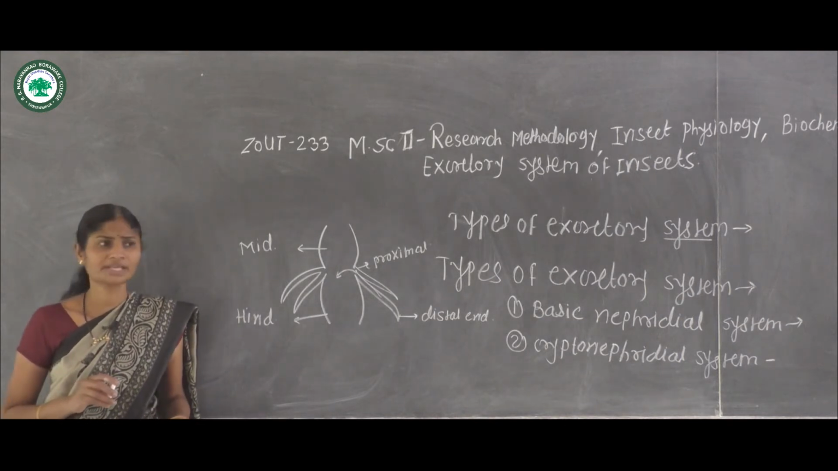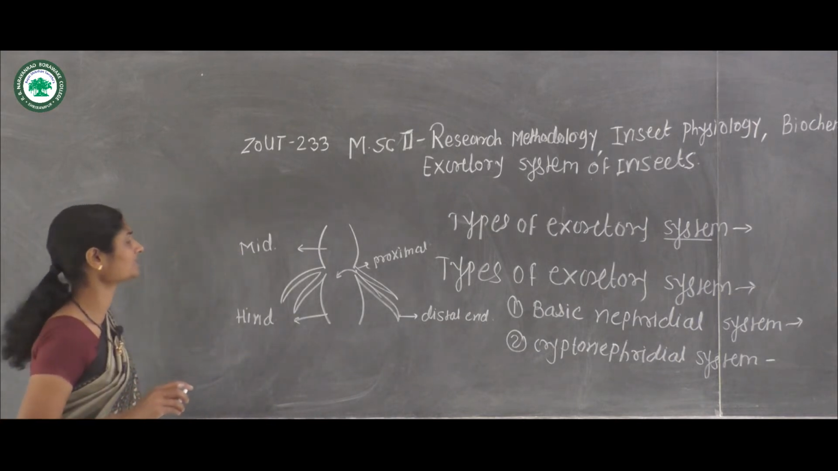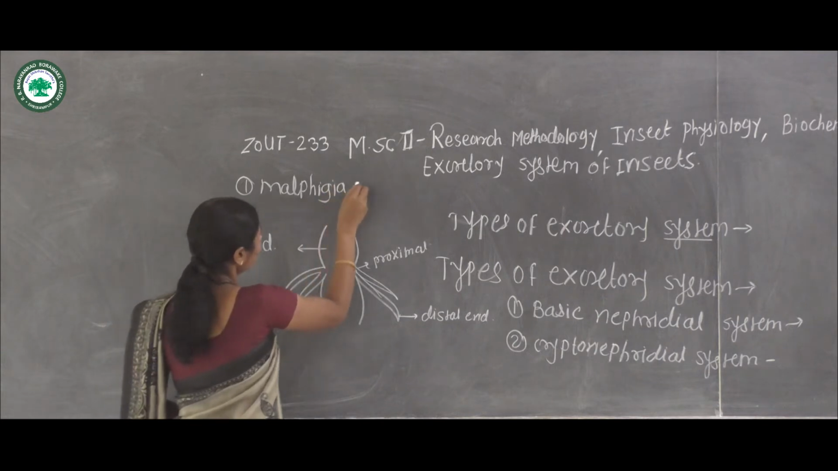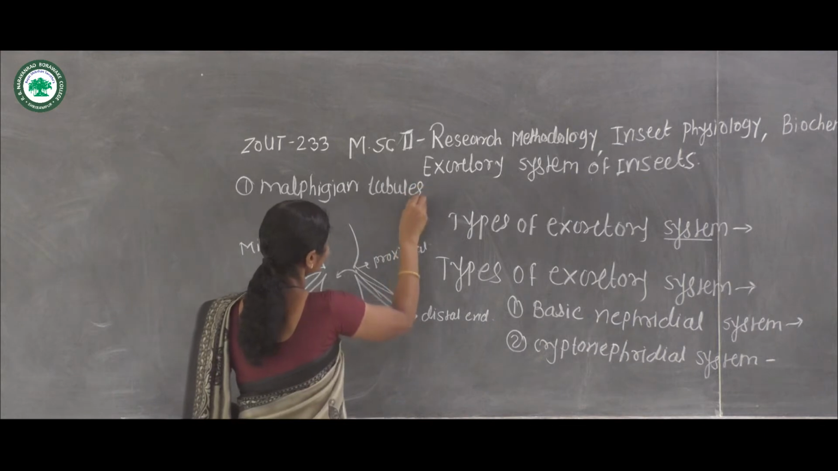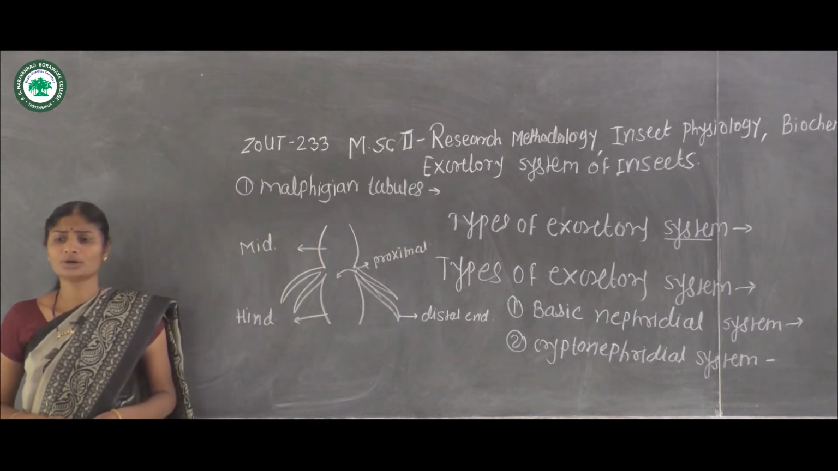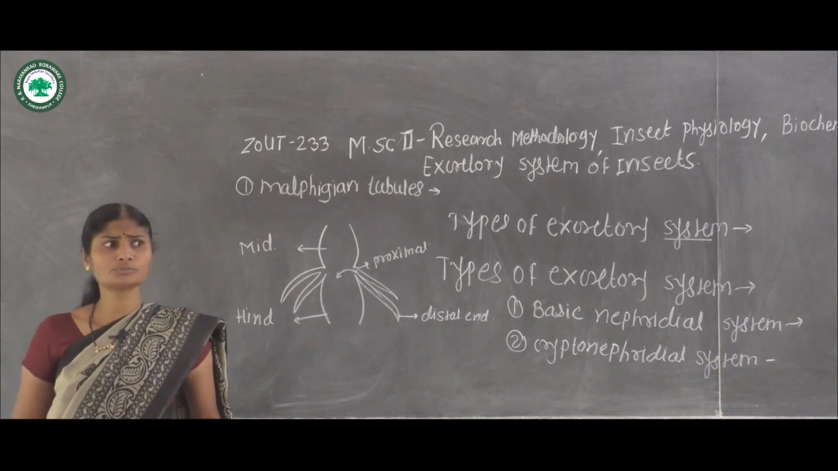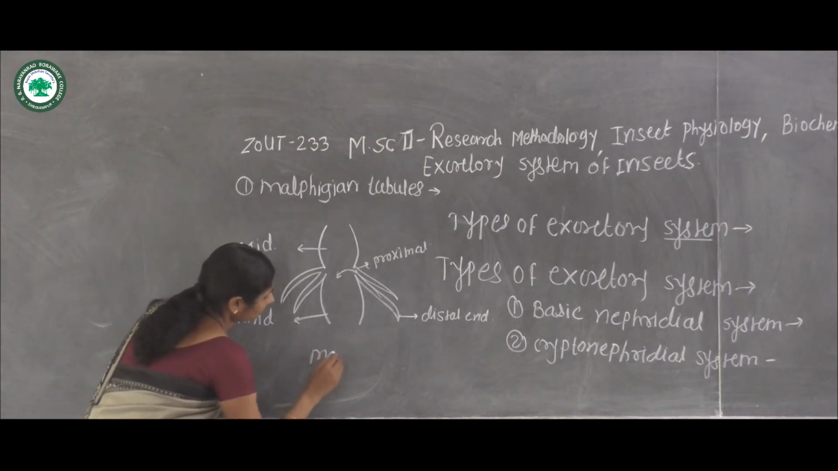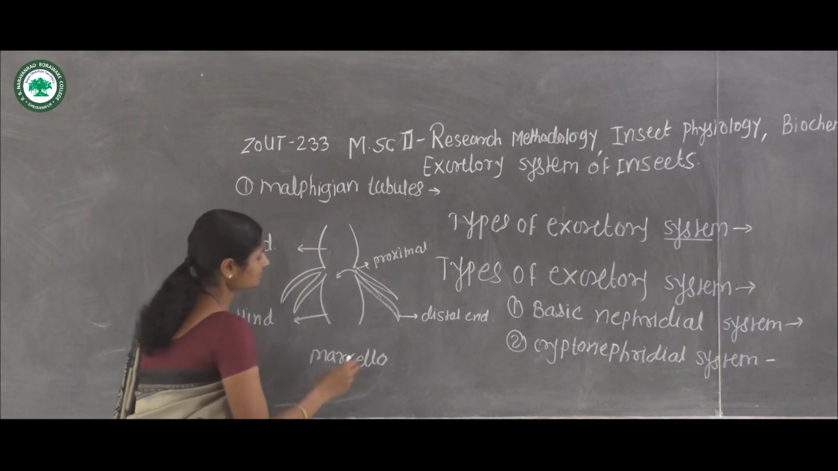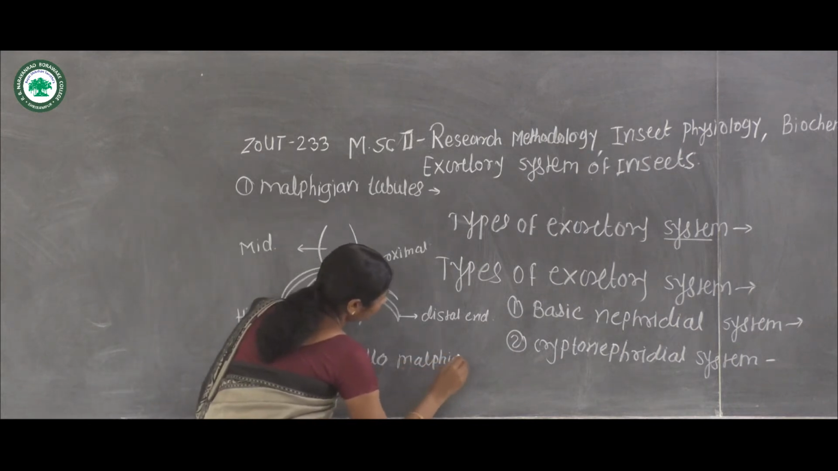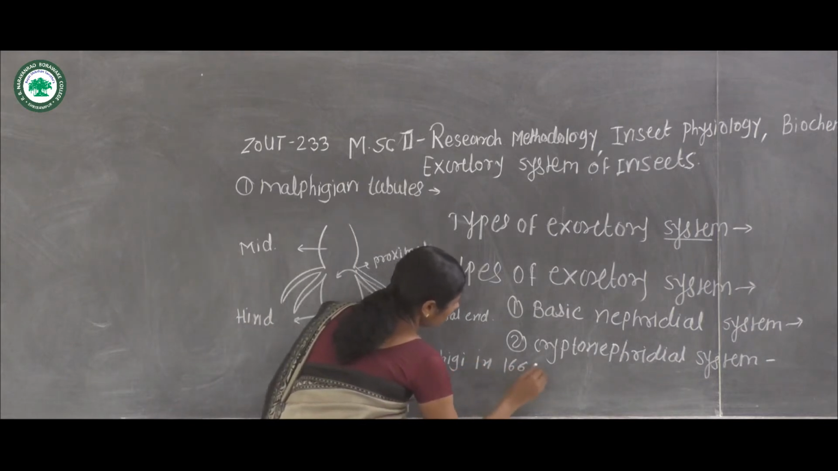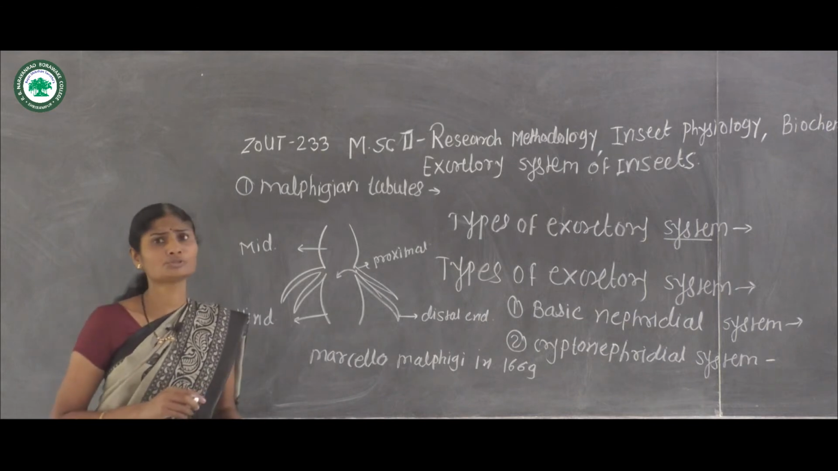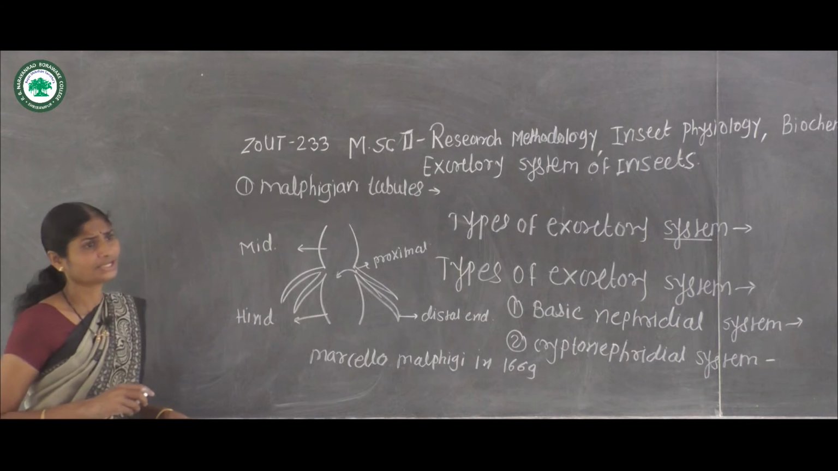The excretory system is basically composed of two components. The first one is the Malpighian tubules. These Malpighian tubules are long, cylindrical, and elongated structures. They were first discovered by the scientist Marcello Malpighi in 1661, and the tubules are named after his discovery.